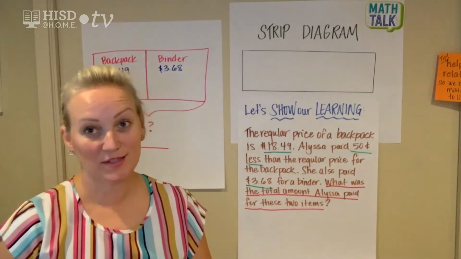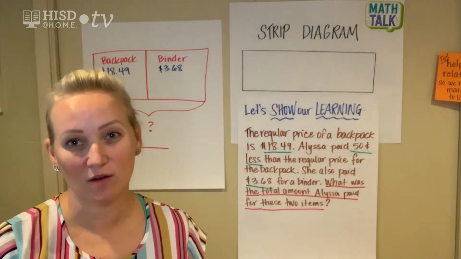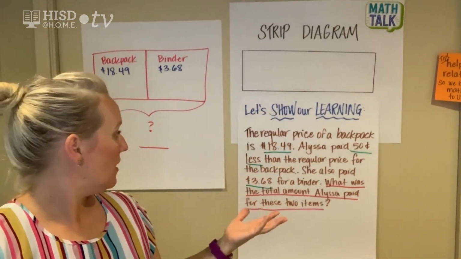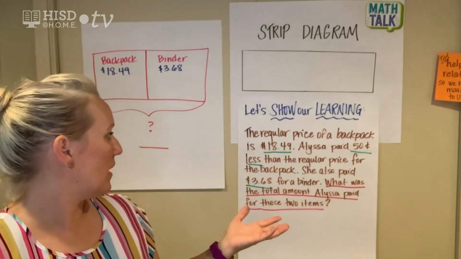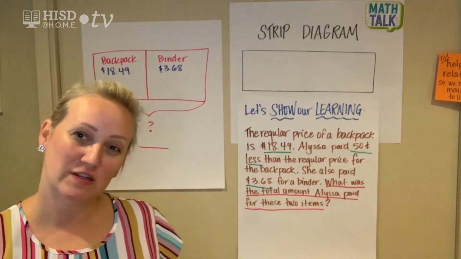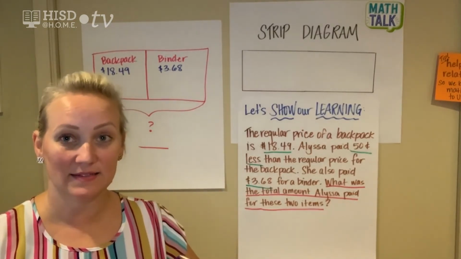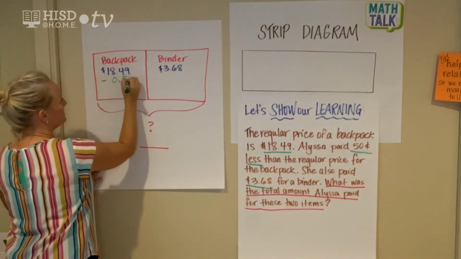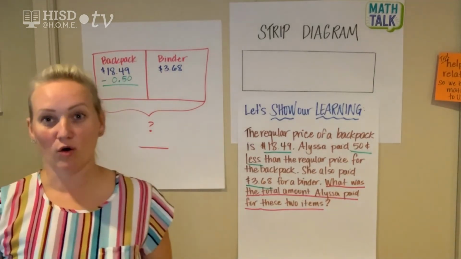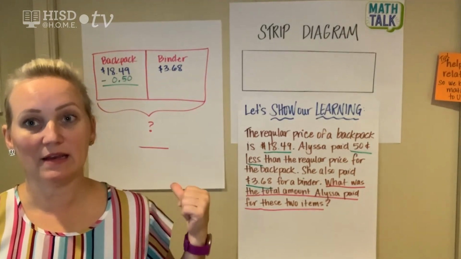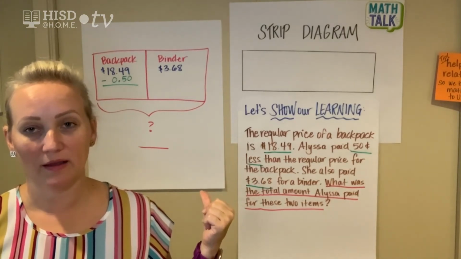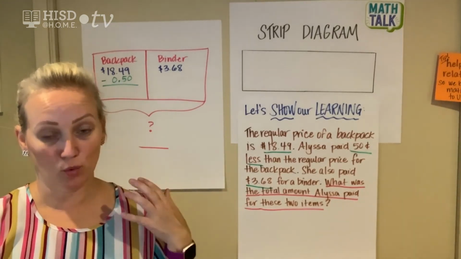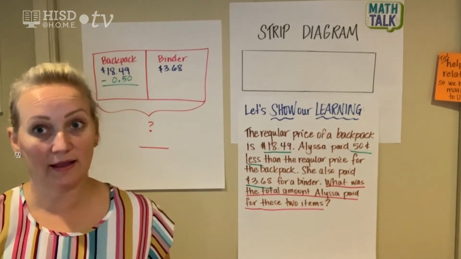True. But something else happened to her backpack, didn't it? She got it on sale. So I'm gonna leave the binder alone because the binder was $3.68, but she paid 50 cents less than the regular price. And the regular price was that. So if she paid 50 cents less, I need to subtract that discount. So I'm gonna say this backpack minus 50 cents. She got it on sale. So she gets her 50 cents back. So that's why I'm taking 50 cents off the cost of her backpack. Think about that. She paid 50 cents less. So now after I subtract that, I'll know the real cost that she paid for the backpack, and then I can add the binder to it.